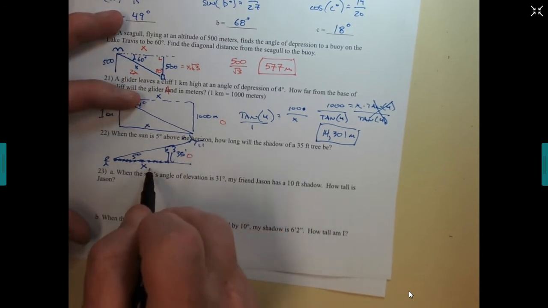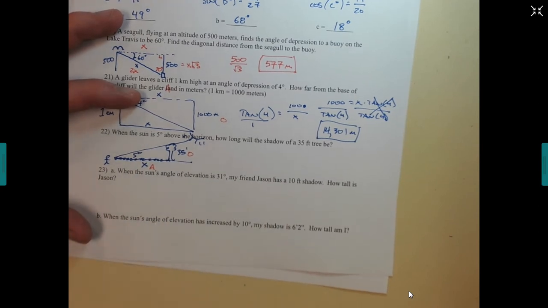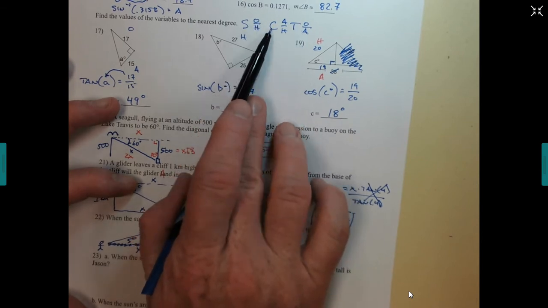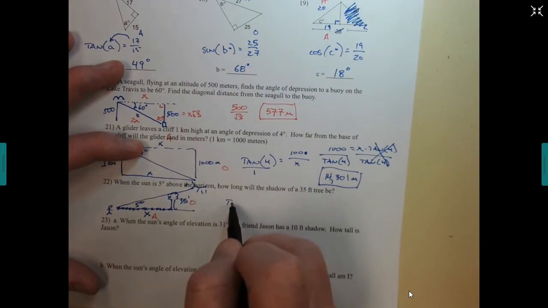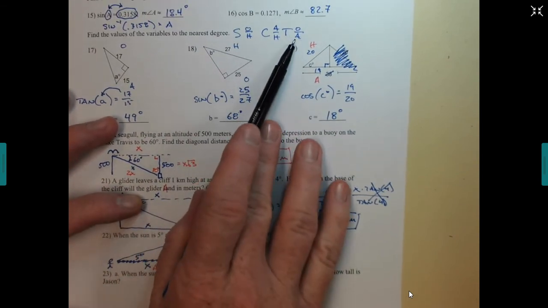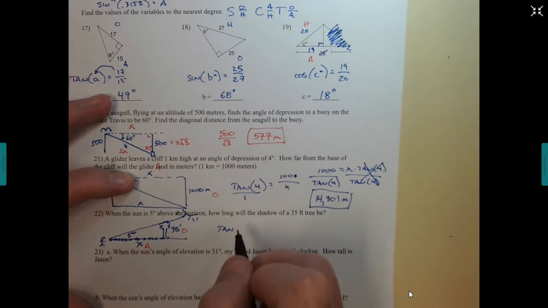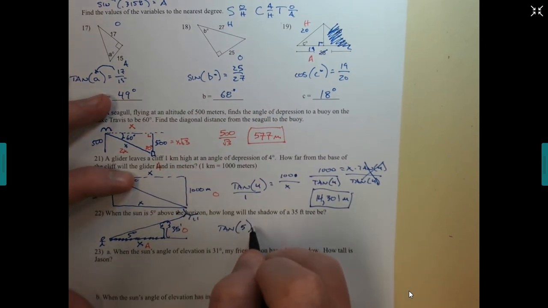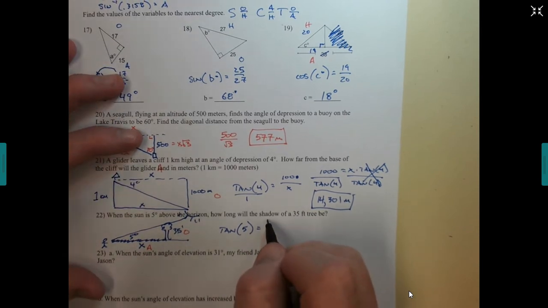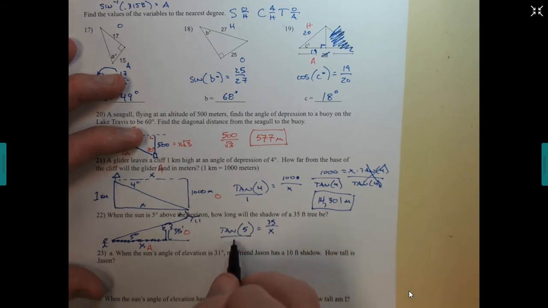This is my opposite side. This is my adjacent. My hypotenuse is not involved. Opposite and adjacent means I can't be doing sine or cosine. I got to be doing tangent. It's the only one that involves O and A. Cosine needs A and H. Sine needs O and H. So it should be a definitive decision on what trig function I'm using. The opposite side is 35. The adjacent side is x. And here we go. Solve it like a proportion.